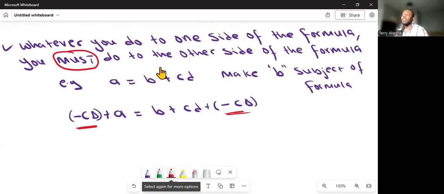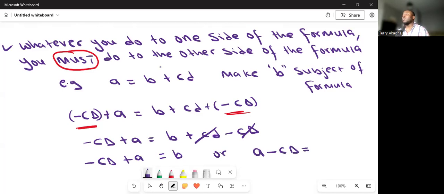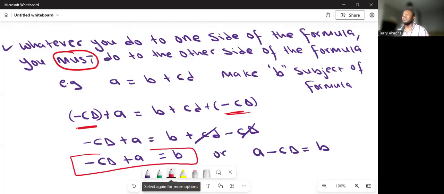Are you seeing it? Now that we've done that, it's going to become minus CD plus A is equal to B plus CD. Plus times minus will give you minus CD. So minus CD plus CD will cancel out. So then we have B is equal to minus CD plus A, or we can say A minus CD is equal to B. You can write it in any of these ways, it's still the same thing. Still the same principle: anything you do to the left-hand side, you do to the right-hand side.